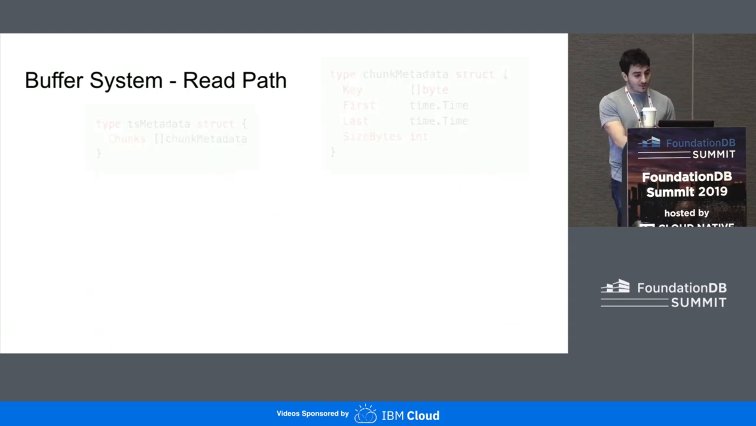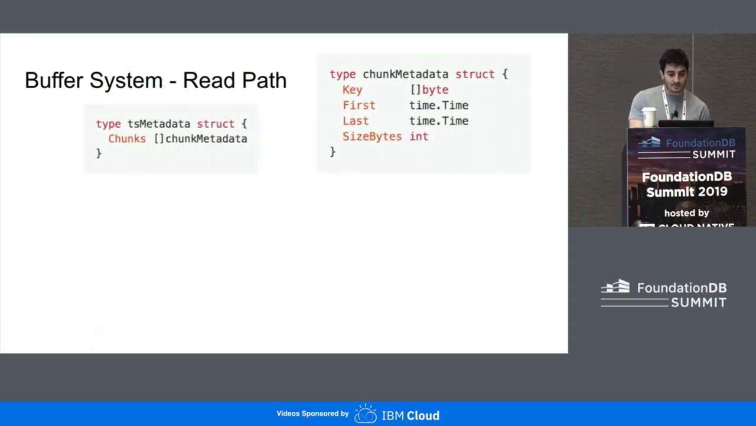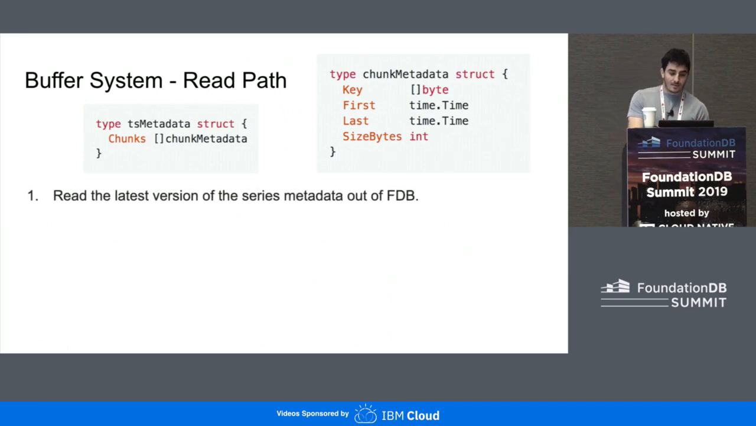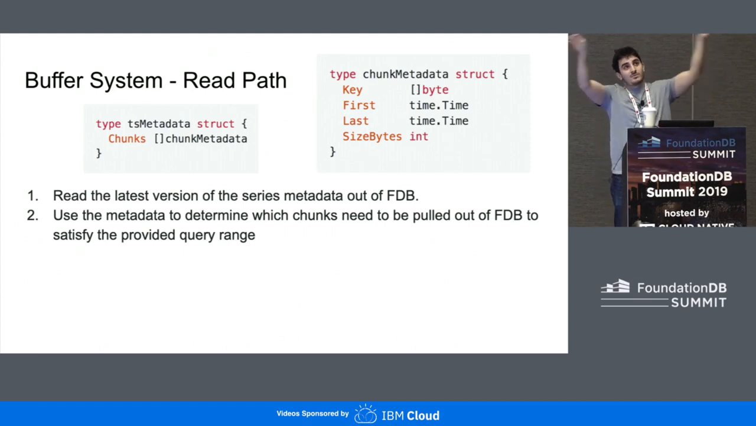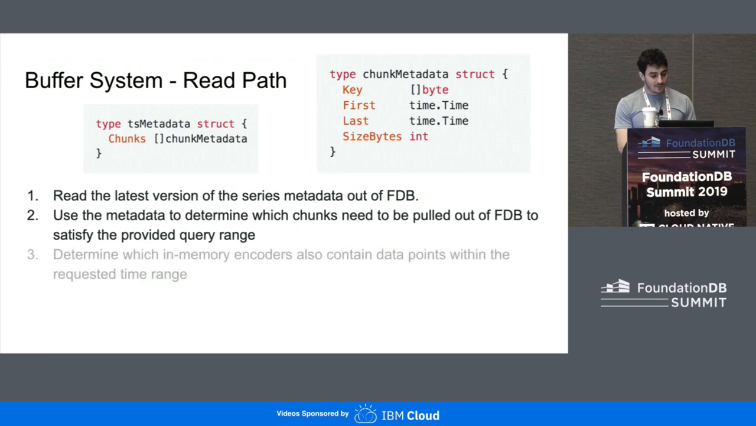Finally, just to walk through how the reads work, you've probably figured this out by now, but for the time series, we go and look up the time series metadata and read the latest version of the series metadata out of FoundationDB. Then we use the metadata to determine which chunks contain data for the specific time range. So you're basically taking the interval that the user wants to read, and all the intervals that these chunks cover, and just doing interval intersection to see which chunks contain data that you care about.